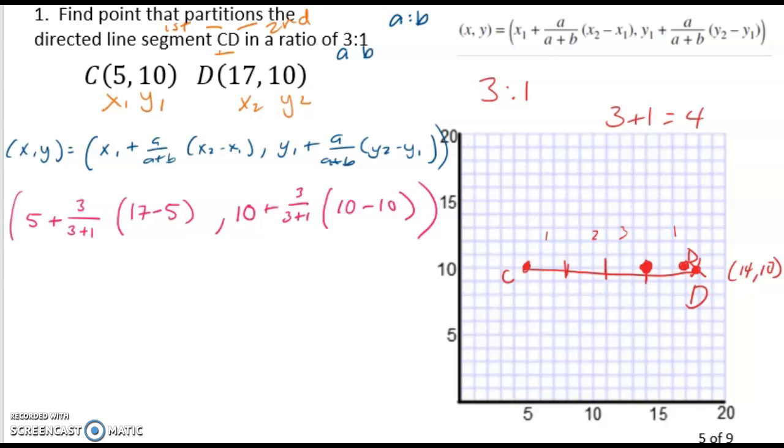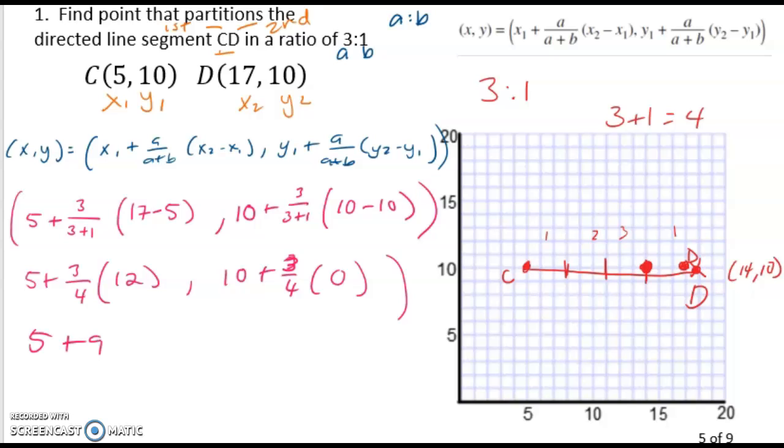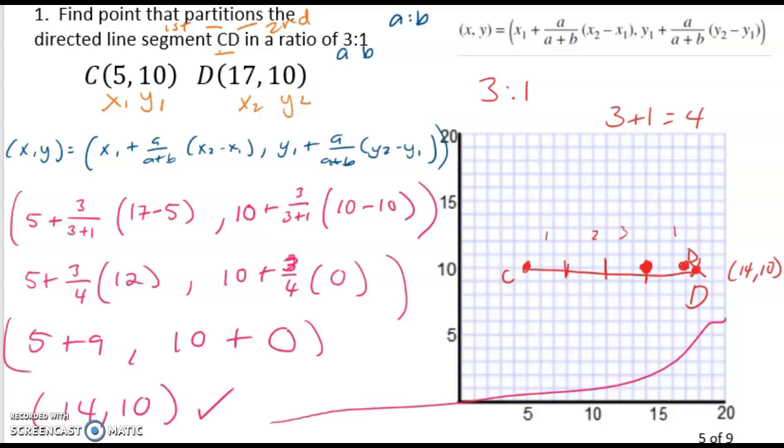Okay, so from here, I'm just going to simplify what I know. So 5 plus 3 over 4, and 17 minus 5 is 12. Okay, 10 plus 3 over 4 times 0. So 3 times 12 is 36, divided by 4 is 9. So 5 plus 9 is 14. 10 plus 3 over 4 times 0, anything times 0 is just 0. So this point ends up being 14, 10, which is what we thought when we graphed it.